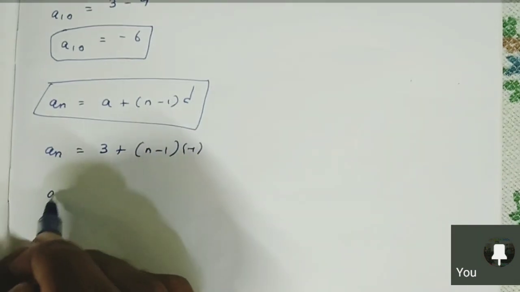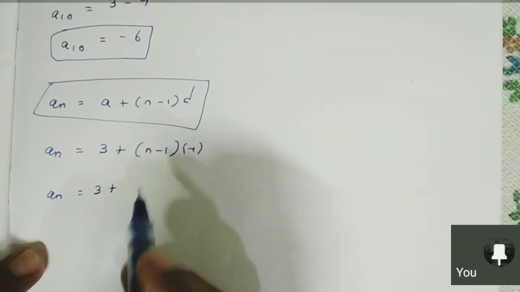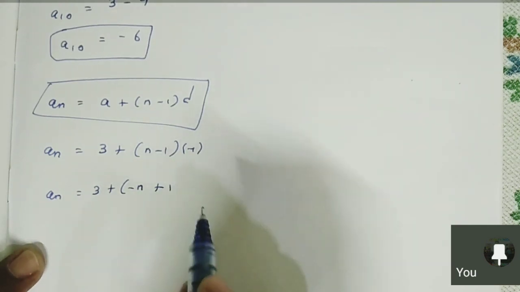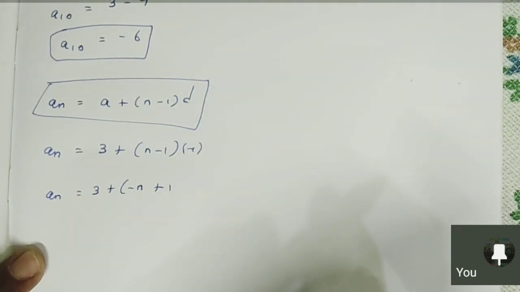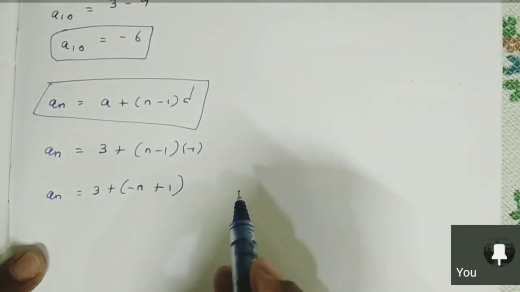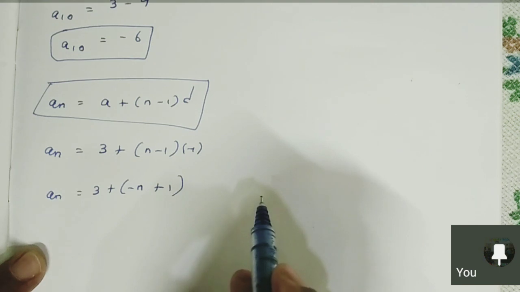Sure. Now AN is equal to 3 plus, now we can multiply, minus n plus 1. Right? Are you clear? Minus 1. Sorry, minus n plus 1. Any doubt? No doubt, sir.